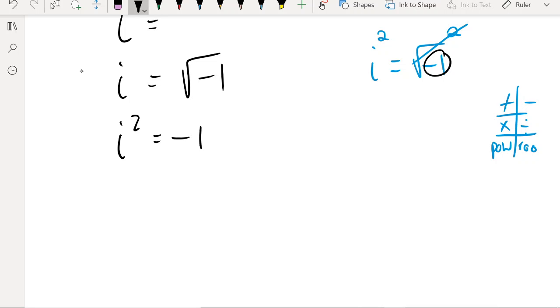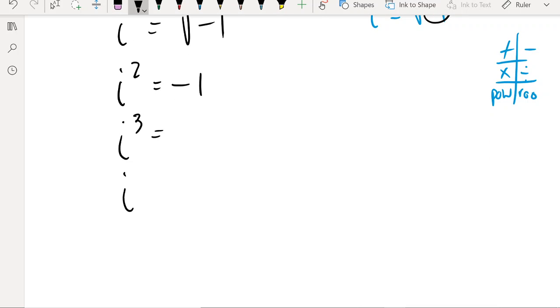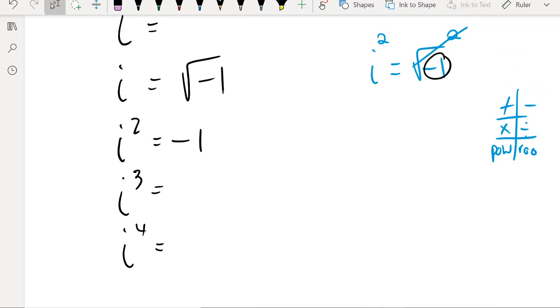Good so far? Okay. So then teachers normally go on to I cubed and then I to the fourth power. So I'm going to do those real quick, and then I'm going to show you why you don't really need to even go to I to the fourth when you use this trick. And it's not a special trick. Every teacher tells you this trick if they're worth their salt.